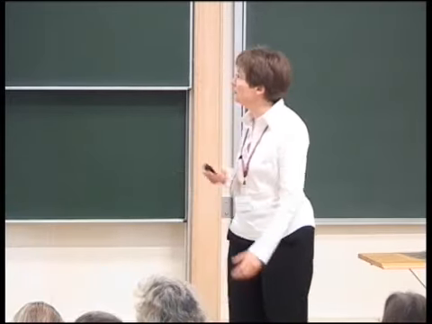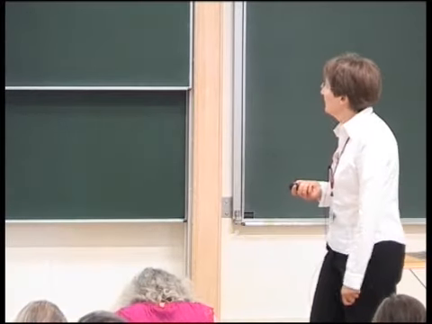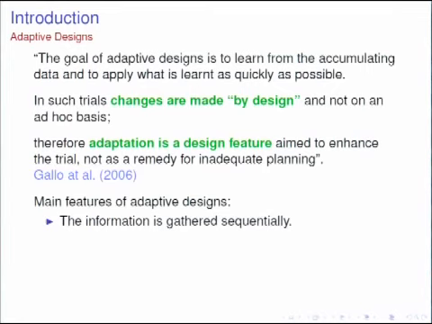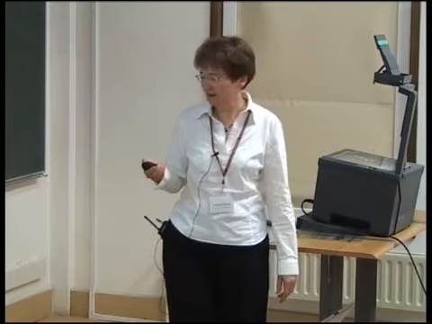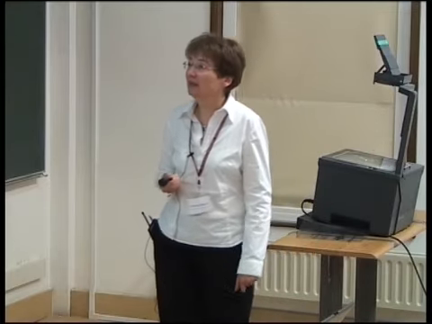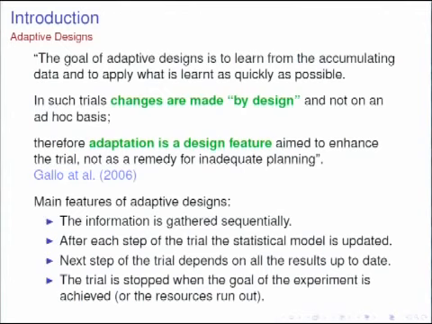Okay, so there are several main features of the design here. Of course, adaptation is the main thing: the information is gathered sequentially. After each step of the trial, the statistical model is updated, if we have a model, of course. In the 3+3 design, the decision is updated. The next step of the trial depends on all of the results up to date. And the trial is stopped when the goal of the experiment is achieved, or we just run out of resources.